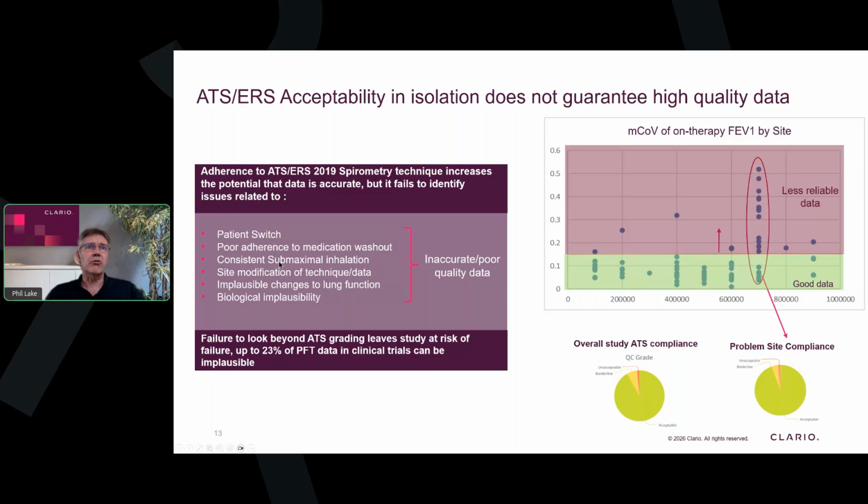It is also possible, and Kevin's going to show you this in a little while, to have consistent submaximal inhalation. So repeatability doesn't mean it's accurate, it just means it's consistent. It is possible to have highly reproducible data, and there are instances within the ATS criteria where you can grade data as acceptable, even though it's not technically accurate.